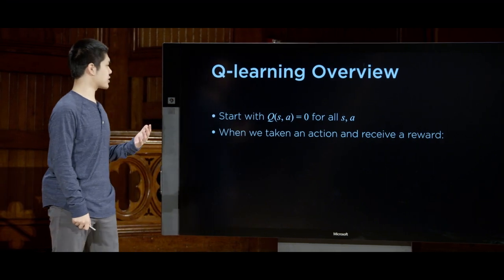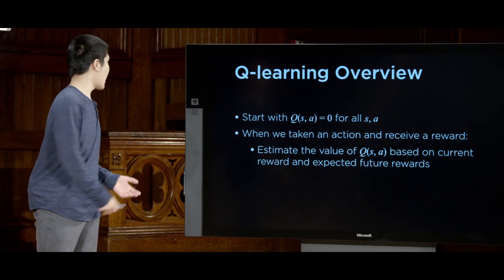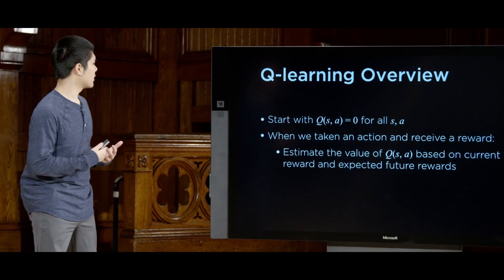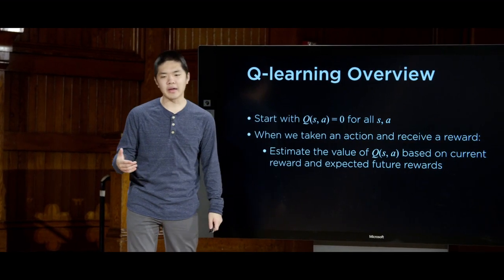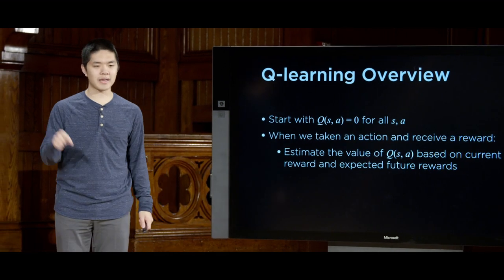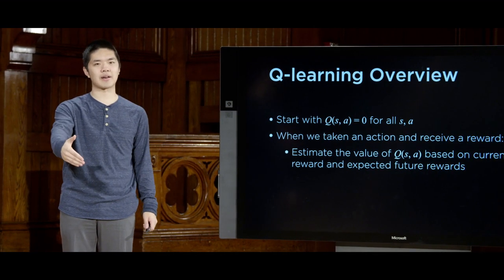So when we take an action and receive some sort of reward, I want to estimate the new value of Q(s, a). And I estimate that based on a couple of different things. I estimate it based on the reward that I'm getting from taking this action and getting into the next state.